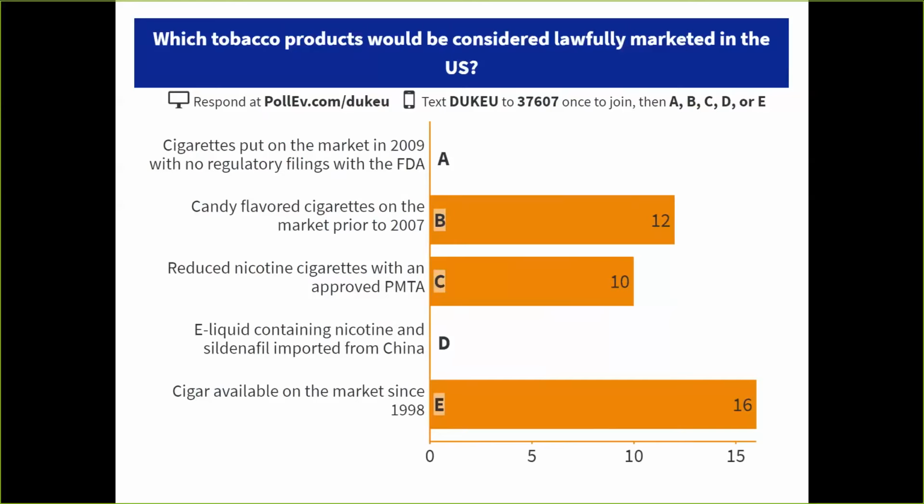E-liquid containing nicotine and sildenafil imported from China. This would not be considered lawfully marketed. Sildenafil, also known as Viagra, is considered a drug, so this would be a drug product. And cigars available on the market since 1998 would be considered a lawfully marketed tobacco product.